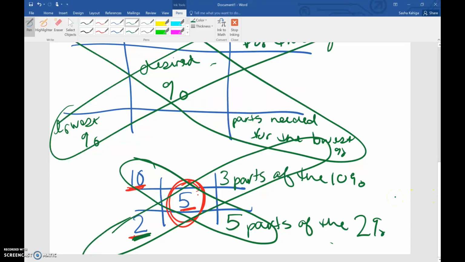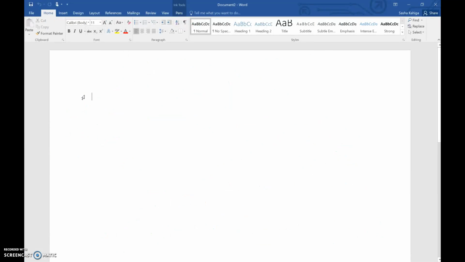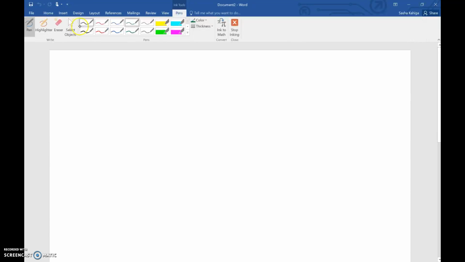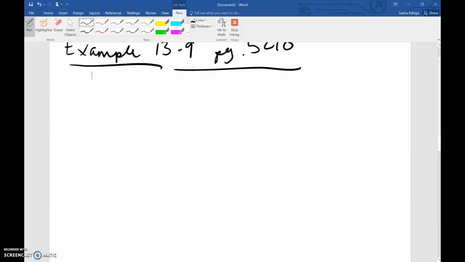So I want you guys to go ahead, and I'm going to use another document here. I want you guys to turn to example 13-9, which is on page 540. Let's go ahead and read the problem, and we're going to try to solve this.